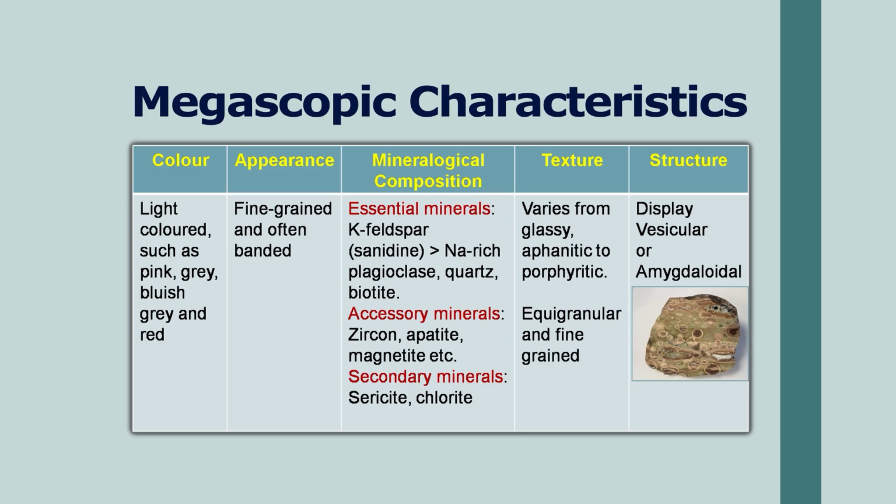Texturally, this rock varies from being glassy, that is there is no formation of crystals, to aphanitic to porphyritic, fine grain. Porphyritic means you have one grain which is bigger in size than the ground mass constituting minerals. Aphanitic means they are fine grain, and glassy means there is no development of crystals as such. Usually if there is growth of crystals, they are equigranular and are fine grain. They display textures such as vesicles and amygdules.